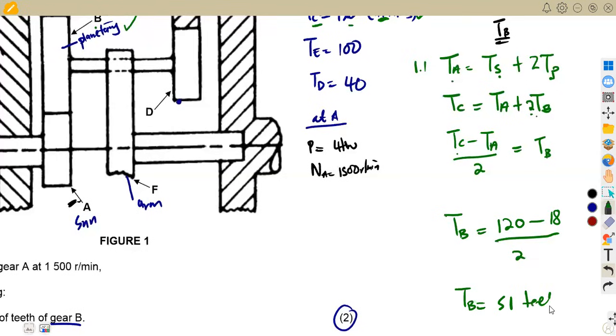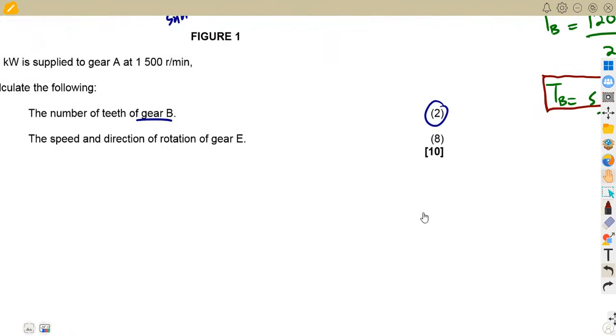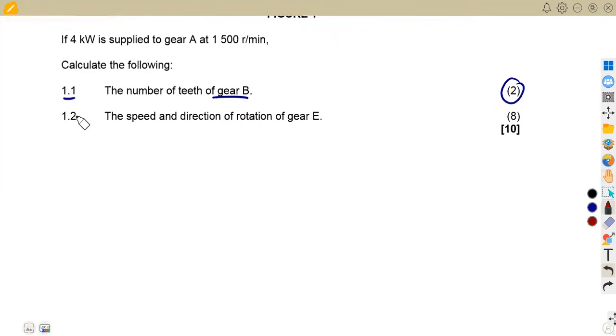So we are going to obtain 51 teeth if we divide properly in this case. All right, so that is the number of teeth that we're going to have on B. Then on the other part, they're now asking us 1.2 to calculate the speed and direction of rotation of gear E. 8 marks for that.